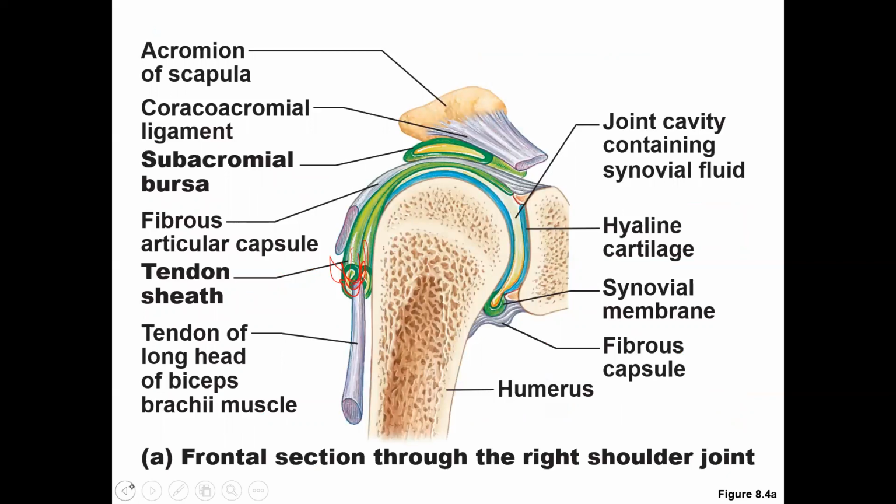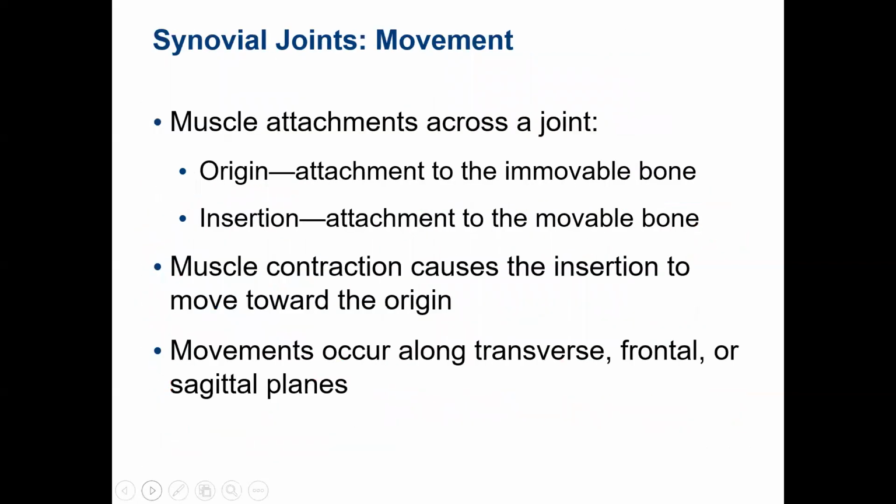Lots of muscles crossing these joints. Now, when we talk about muscles crossing the joint, we often talk about the origin of the muscle. The origin of the muscle is where it attaches to the structure that's not moving. The insertion is where it's attaching to the structure that is moving. Insertion moves toward the origin when the muscle contracts. Muscles work by getting shorter.